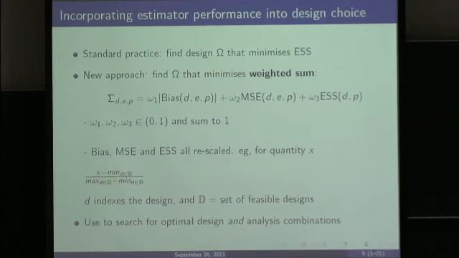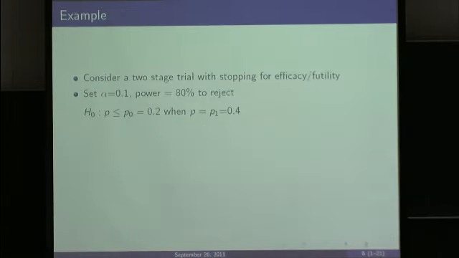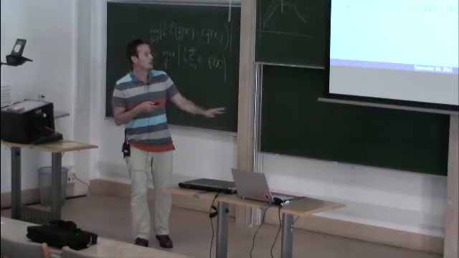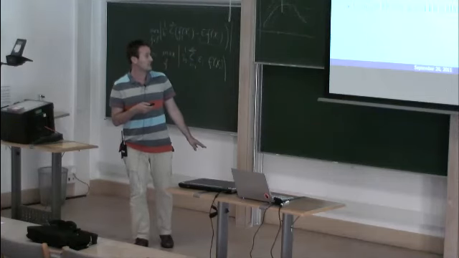And we use this sort of weighted sum to search for optimal design and analysis combinations. As an example, I consider a two-stage trial where I want a type 1 error of 0.1, and I want 80% power to reject a null hypothesis that the response probability is 0.2 when in fact it's 0.4. So I want to find all admissible design and analysis combinations.